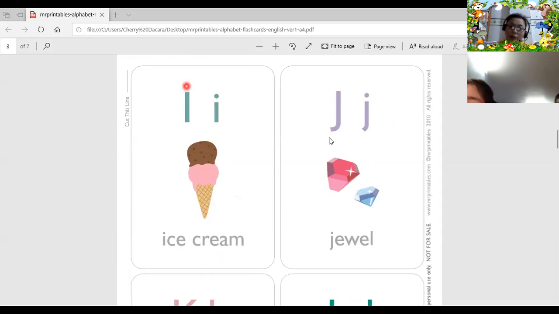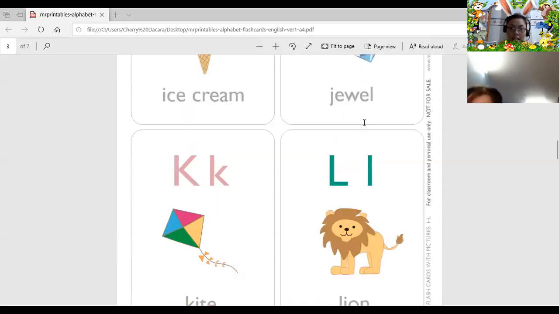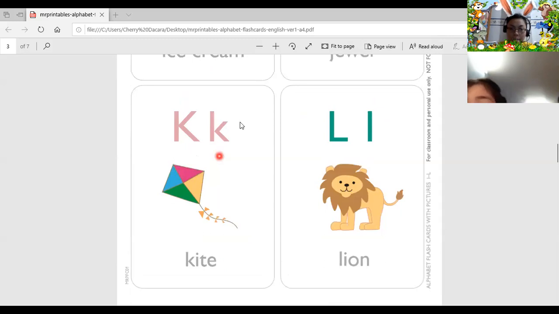Okay, what about this one, Bong? Letter? Letter J. Okay, very good. Letter J. And this is letter? Letter K. Đâu? Letter K. Very good. Letter K. And this is letter? Letter L. Okay, letter L.